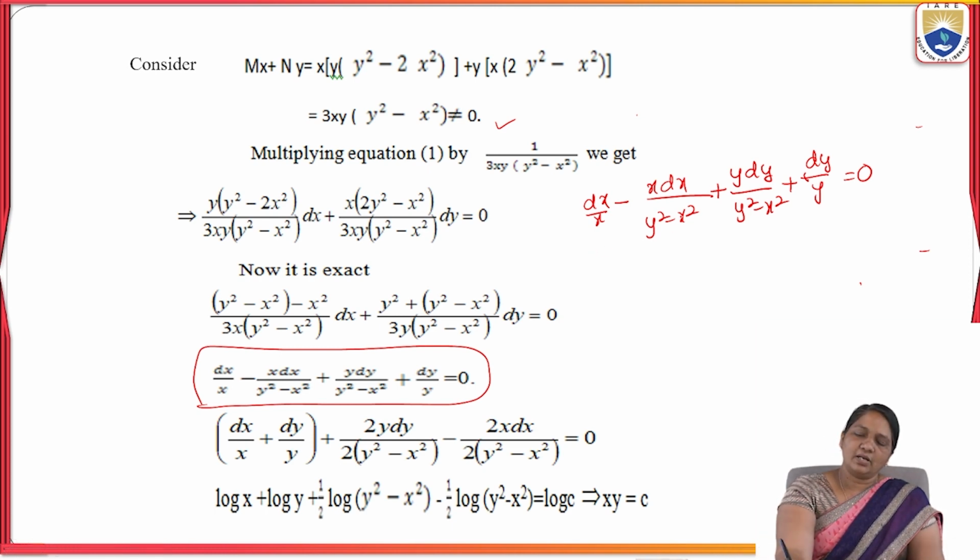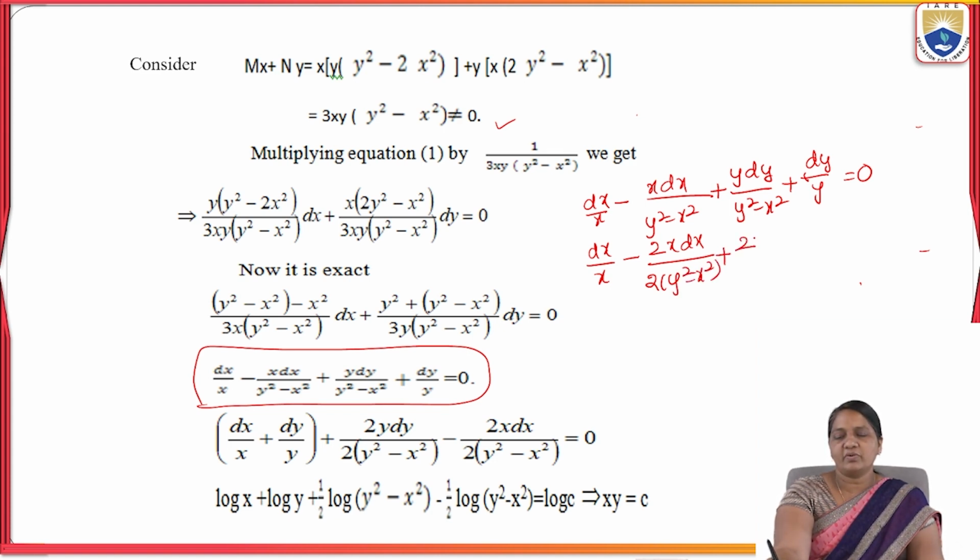First integral here dx by x, minus derivative of y square minus x square with respect to y is the constant, so 0. Here x square derivative is 2x. That's why I am multiplying with the 2 and dividing with the 2 here. So 2x dx by 2 into y square minus x square plus here also I am going to multiply and divide with the 2. 2y dy by y square minus x square plus dy by y equal to 0. Now I am having the form here to integrate the function.